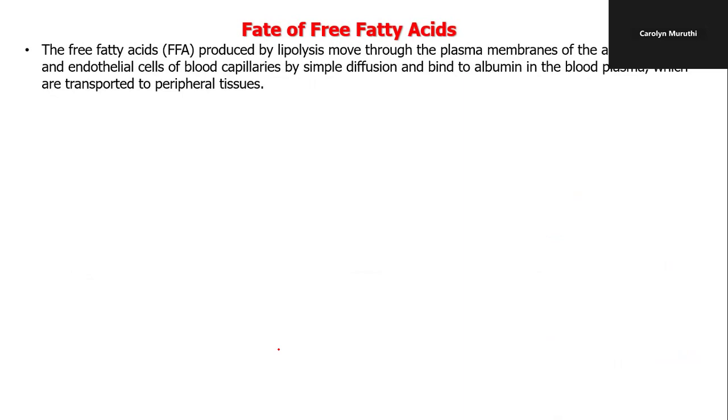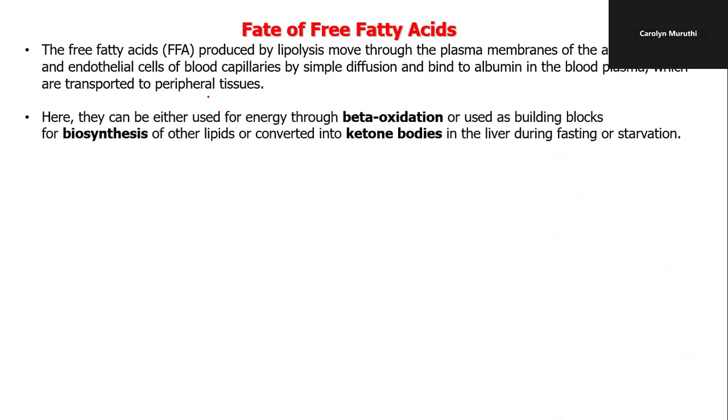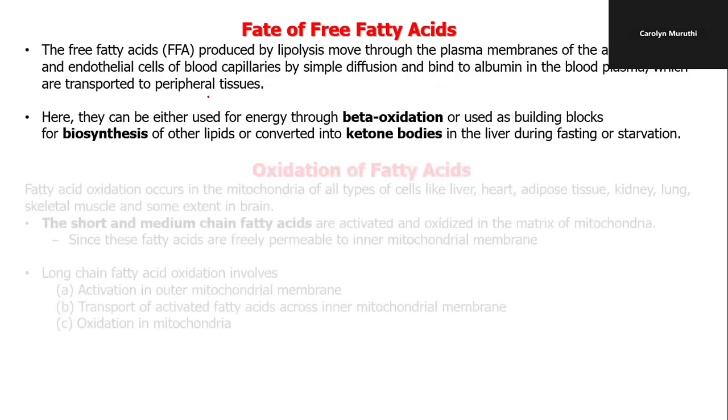As we had said, the free fatty acids which are produced by lipolysis will bind to the albumin in the blood plasma, and thereafter they will be transported to the peripheral tissues. Here, they will either undergo beta-oxidation in the mitochondria to release energy, or they will be used as building blocks for synthesizing other lipids, or they will be converted into ketone bodies in the liver during fasting or starvation.